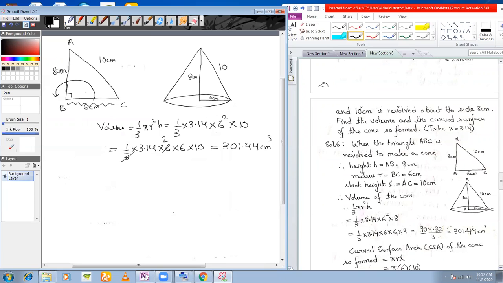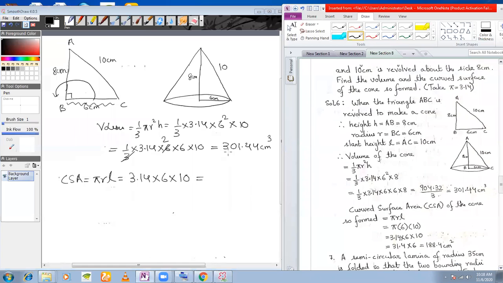And the next question is to find the curved surface area. What is the curved surface area of this cone? Pi r l. 3.14 into radius 6 and slant height is 10. So this comes out to be 188.4 centimeter square. So that was easy enough, but you have to visualize.